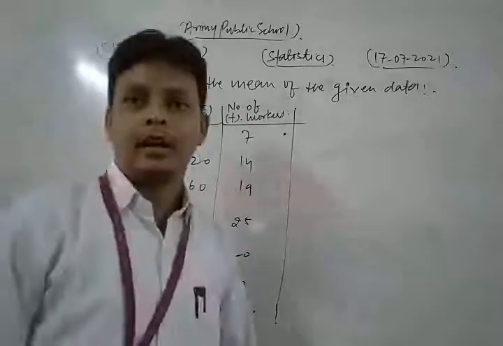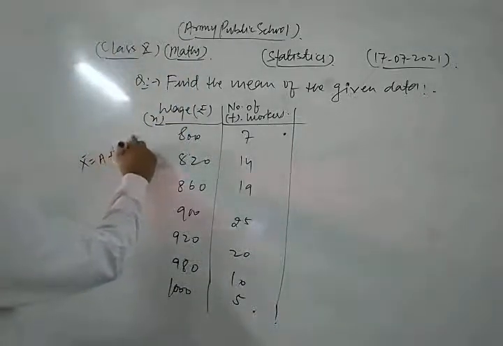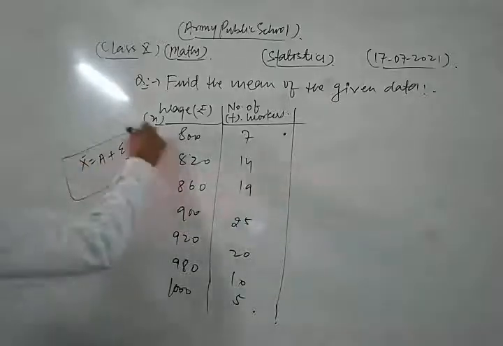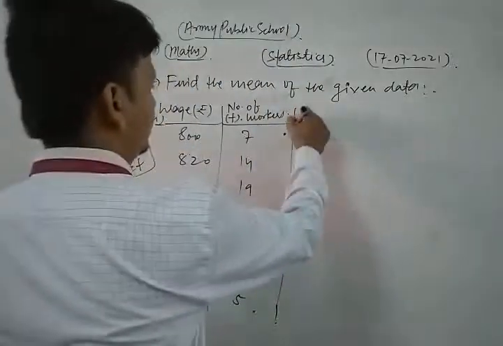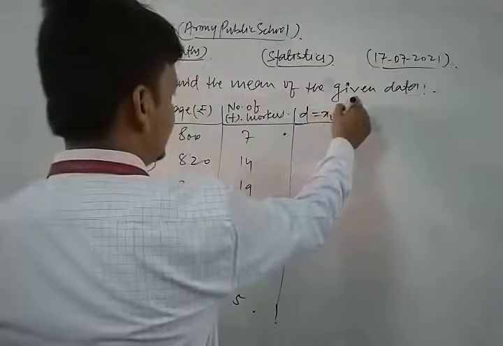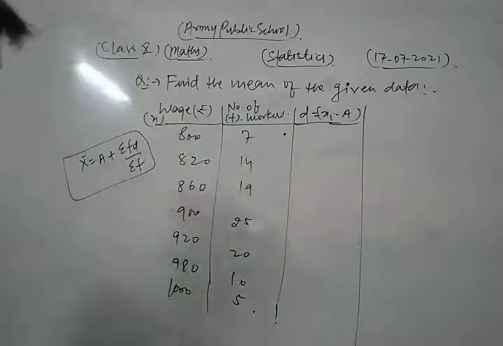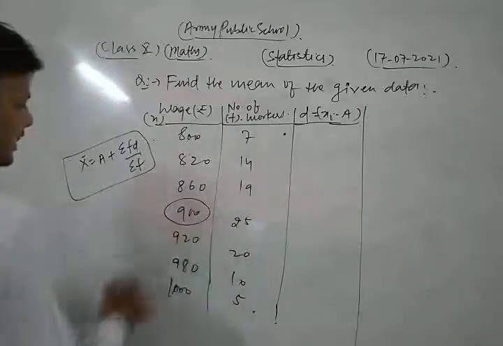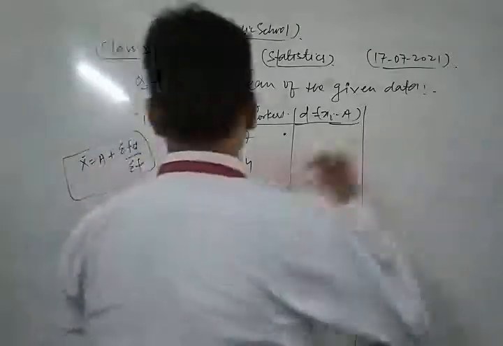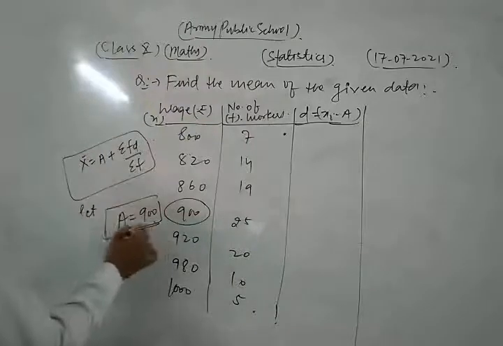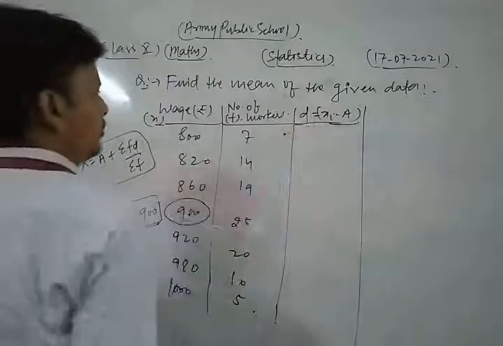First of all, you know that in the shortcut method we use the formula x bar is equal to a plus sigma f into d upon sigma f. So first we find the value of d, the deviation, which is each xi minus a, and a is taken as the middle value of the variable x. Generally we take a is equal to 900. Let us take a is equal to 900.